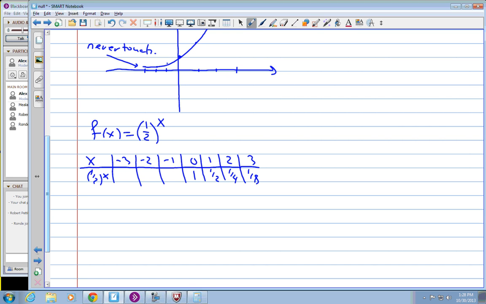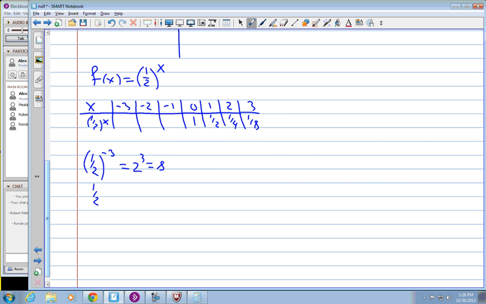On the other side, if I take 1/2 to the power negative 3, we know negative means reciprocal. So I take the reciprocal of 1/2, which is just 2. So it's 2 cubed, which gives me 8. If I take 1/2 to the power negative 2, that's the same as 2 to the power 2, which gives me 4. So negatives just take the reciprocal, and I'll get those points.